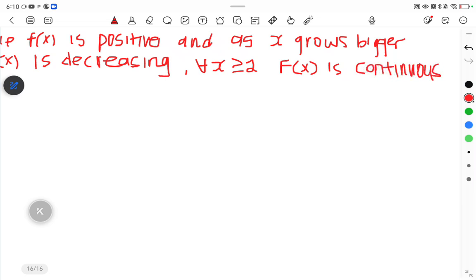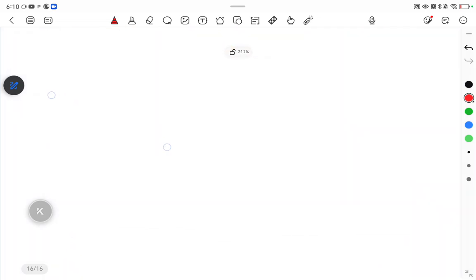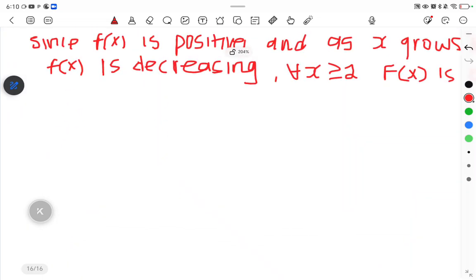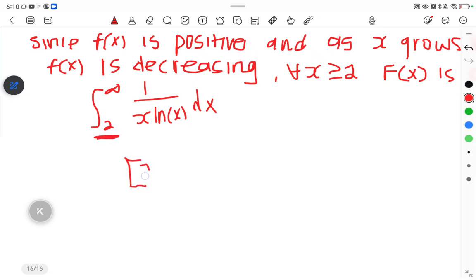Now remember, let me write this in the form of an integral so you can see. Remember, we have the integral there. It starts from 2 until infinity of 1 over x ln x dx. So check this. For any value between 2 and infinity, this function will be continuous. You see, right?